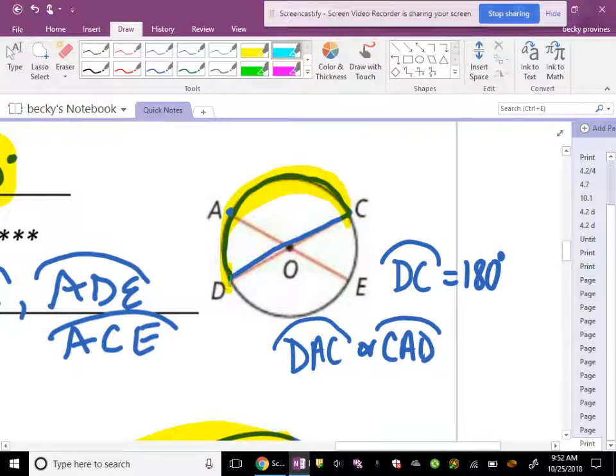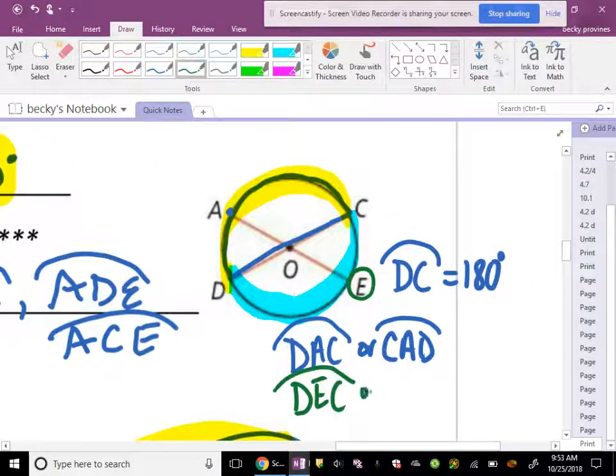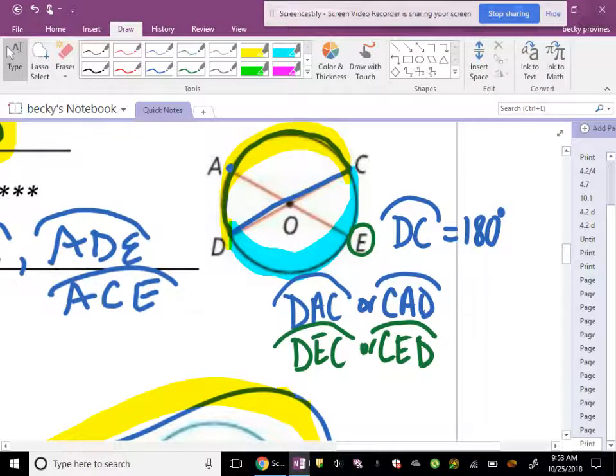So let me make a blue arc here. What's the name of that blue arc? So you can start at D or C, it makes no difference. But along this path, you come across point E. Now, again, you can flip-flop the first and last letter. The middle letter has to stay the same. Notice the arc on top is archy, kind of like a rainbow, not straight. So these are all ways to name a semicircle.